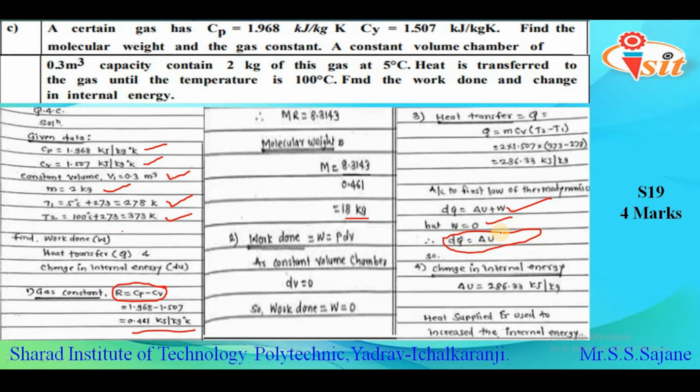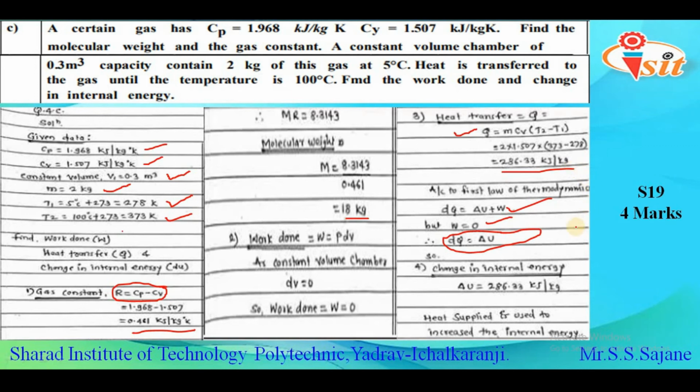And as we know how to calculate the heat transfer, that is by using the formula Q is equal to m Cv delta T, we will first calculate the heat transfer. We have to just substitute the value of mass equal to 2. Cv they have given in the question, that is 1.507, and both temperatures we are already having. So after substituting these values, we will get heat transfer equal to 286.33 kilojoule per kg.